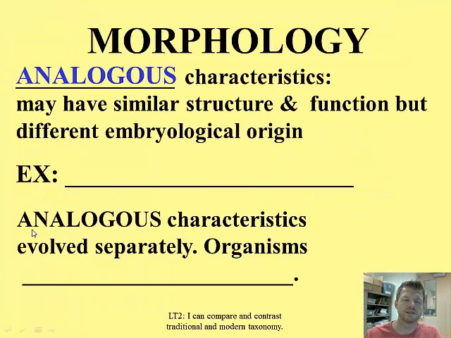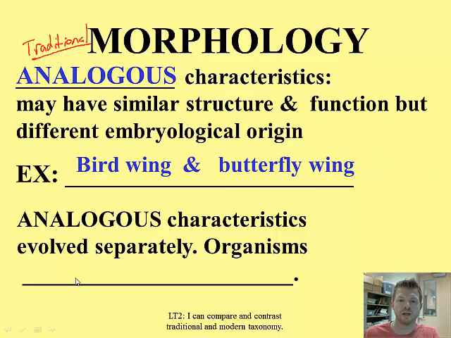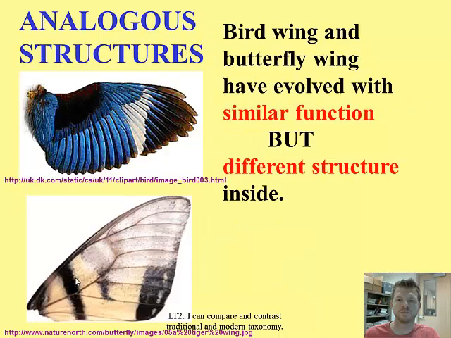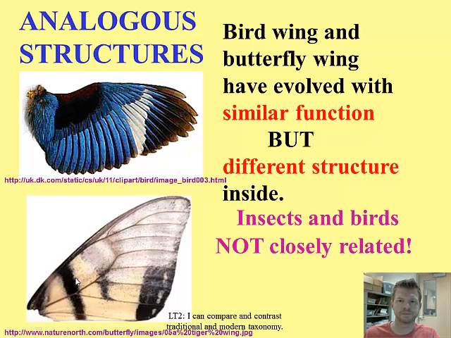Morphology that is analogous, this is like traditional. This is referring to some traditional taxonomy, these analogous structures. They're different. So a bird wing and a butterfly wing, even though they're both wings, doesn't suggest that they're closely related. So that was one problem with taxonomy to begin with. Analogous structures, even though organisms look alike, traditional taxonomy would have said that they are related, but now we know that they're not.